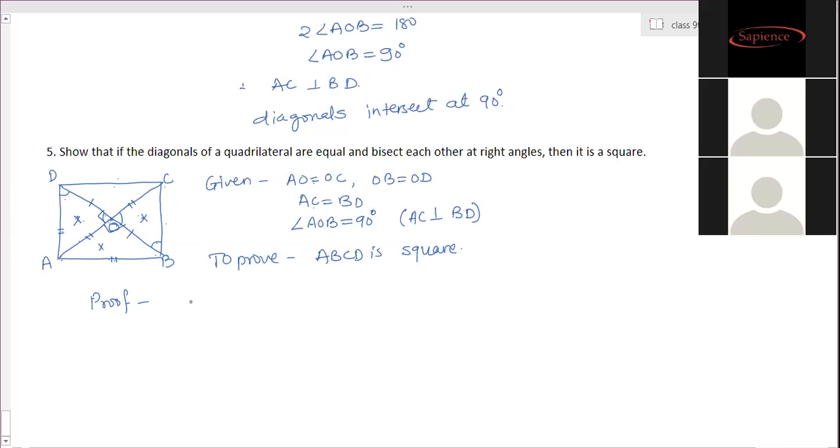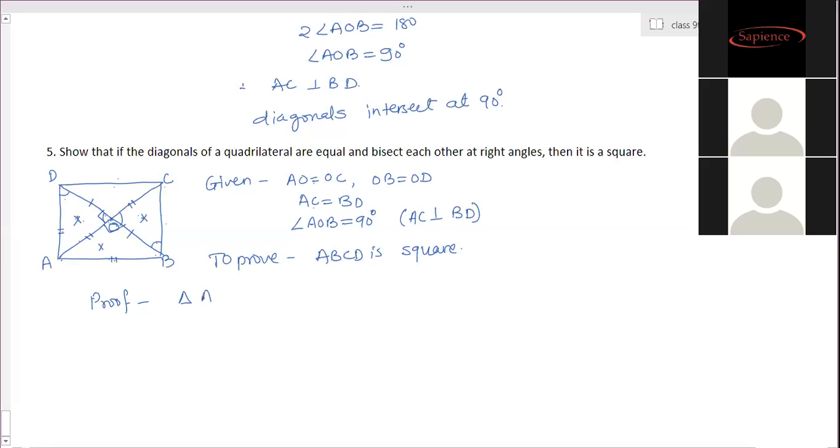Ma'am, if we prove CBA and DAB are congruent, then how will we get to know that CBA is 90 degrees? Angle A is equal to angle B, and these two are co-interior angles. Okay, yes, they are parallel lines, co-interior angles, parallelogram. Okay, ma'am.